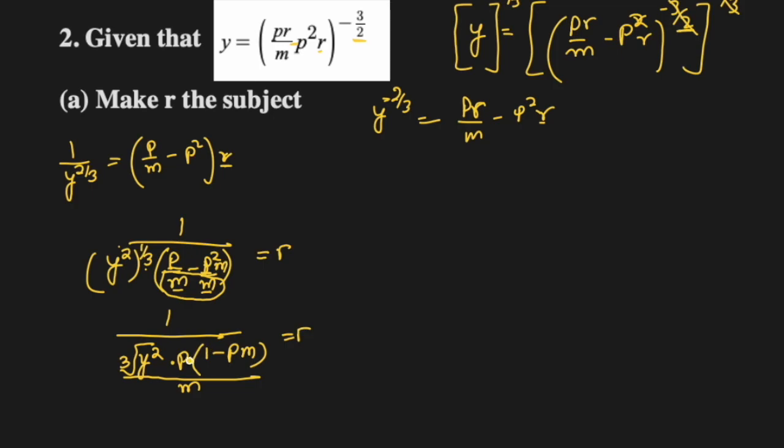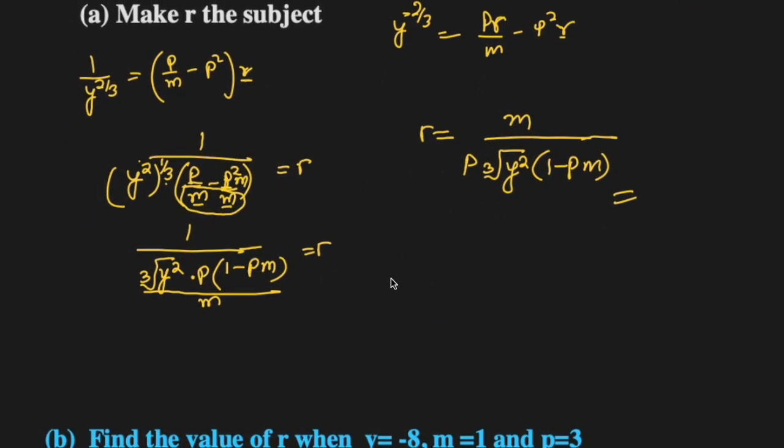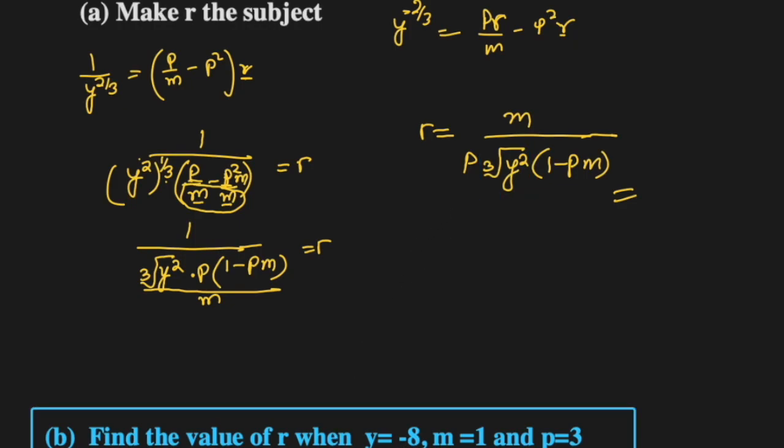to R. But again, a denominator inside a denominator is not okay, it becomes numerator whenever there is a denominator inside denominator. So finally our R will be M over cube root y square P, let's write P in front here, 1 minus PM. This is the final isolation of R. Alright, what is the next part saying? Next part saying find the value of R when y is minus 8, m is 1, p, everything is there, so we can substitute the values one by one.